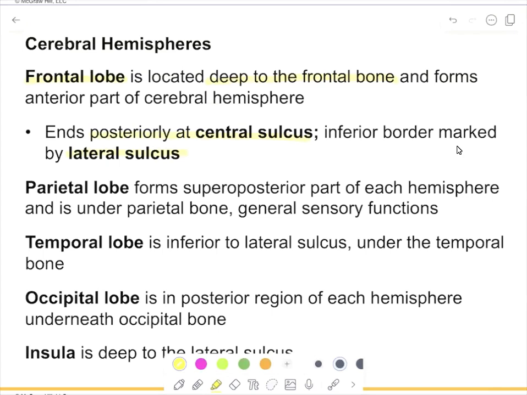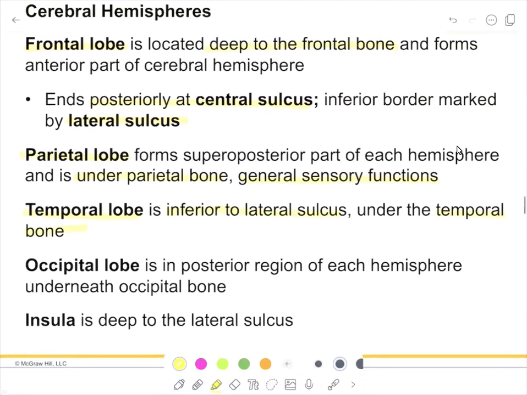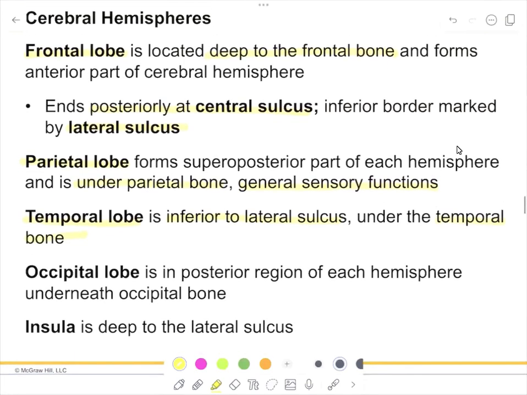Posterior to the central sulcus is the parietal lobe, and it's under the parietal bone, and it has general sensory functions. The third lobe is the temporal lobe. It's inferior to the lateral sulcus, and it's under the temporal bone. The fourth lobe is the occipital lobe, underneath the occipital bone. So those four lobes are pretty easy to identify, especially because you know the cranial bones at this point.